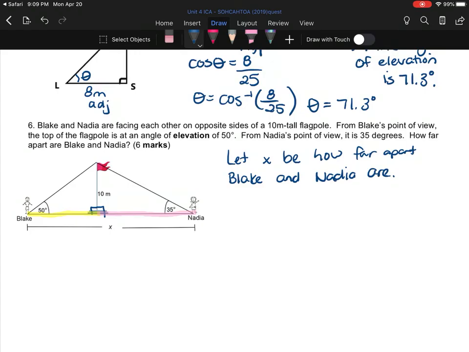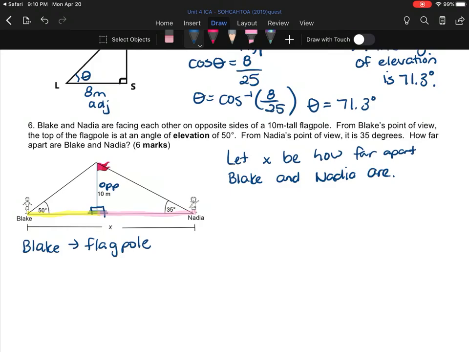So if you struggle with figuring out what you're looking for, then what we're doing here is we're going to break this into two little triangles and then put them together to find the big length. If it only said find the distance from Blake to the flagpole, then we wouldn't have to add it together. But it says find the distance from Blake to Nadia. So we're going to do Blake to the flagpole, Nadia to the flagpole, and then add them together. Okay? And it actually doesn't matter which one you do first. So I'll do Blake to flagpole first.